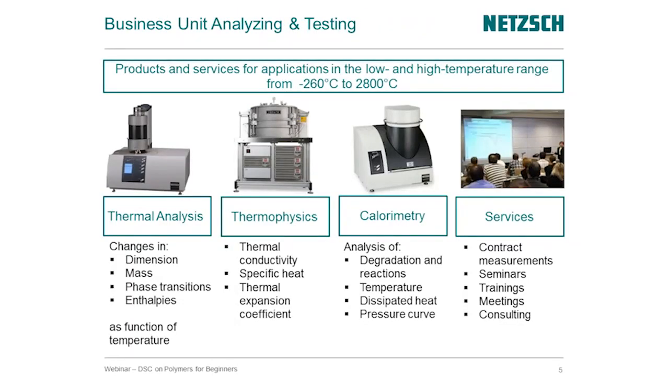The business unit that I'm again involved in is analysis and testing. We've got a product range that covers from as low as liquid helium temperatures, minus 260 C, up to extremely high temperatures, 2,800 degrees, for some of our equipment for thermal properties measurement. So in the area of thermal analysis, where we're going to focus today, we're looking at things like changes in dimension, mass, energetics or phase transitions, enthalpy behaviors, all as a function of temperature. In the area of thermophysics, we look at things like thermal conductivity, specific heat, and thermal expansion coefficient.